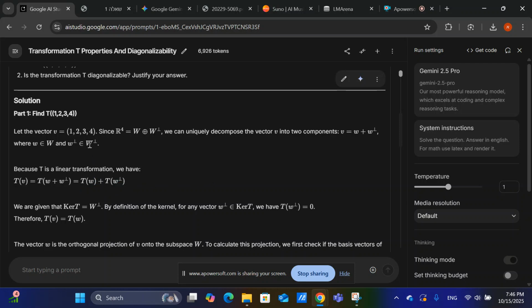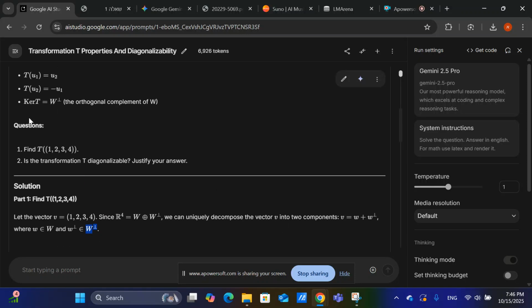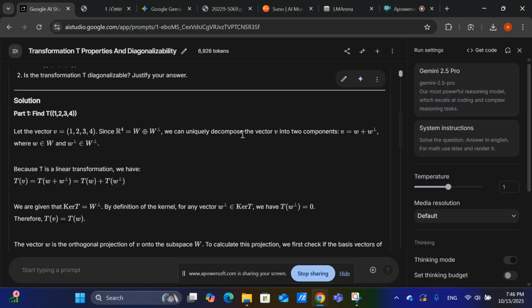Okay, don't forget that W complement is given to us as just the kernel of T. Therefore, when we apply the transformation to a vector in the kernel, we are just getting 0. So what we've got is that TV equals TW plus something that equals 0. So we can say that TV is just T of W.